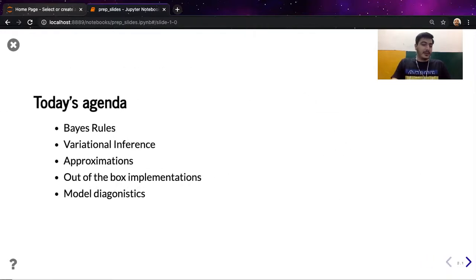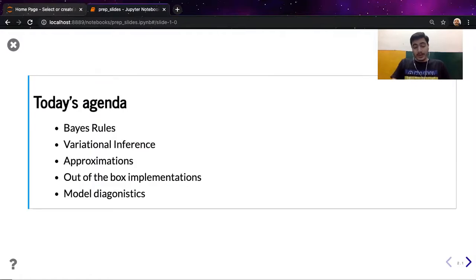So today's agenda: I'm going to be kickstarting with what Bayes' rule is so that everyone is on the same page. Then I'm going to talk about why we need variational inference in the first place and how this fancy term is connected to information theory. Then I want to talk about what approximations we can make use of in variational inference. It's always a bit of a hassle when we are directly implementing variational inference in tensor libraries, so I'll walk you through some out-of-the-box implementations in PyMC3 and 4. Ultimately, I'll be discussing some model diagnostics that can help you use variational inference in your own use case.